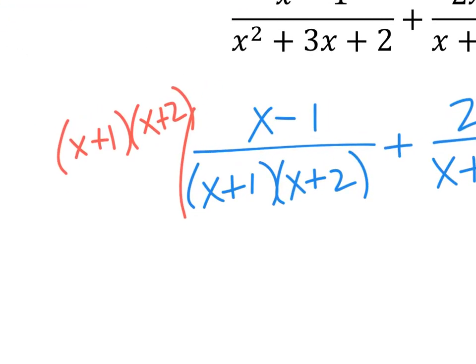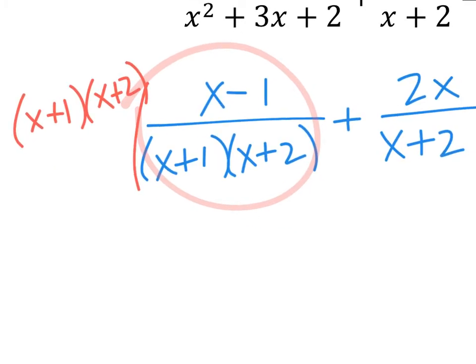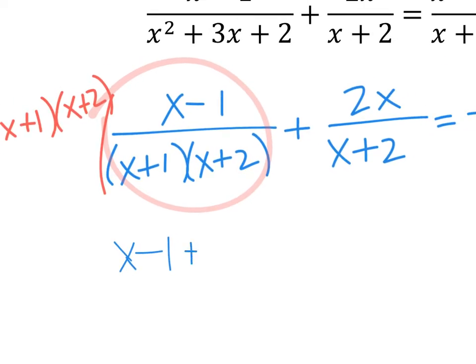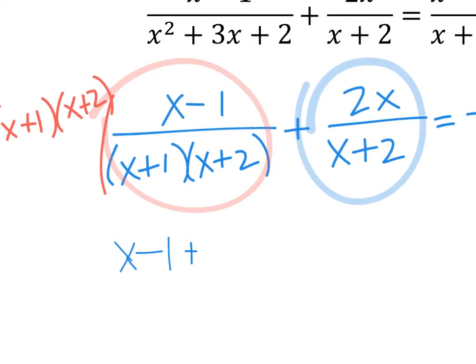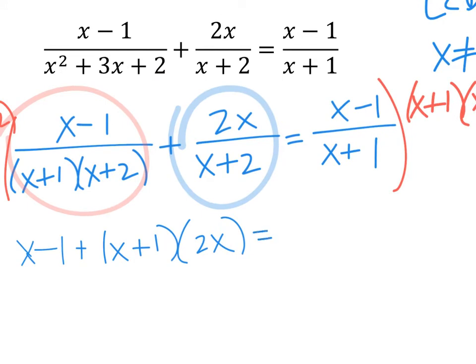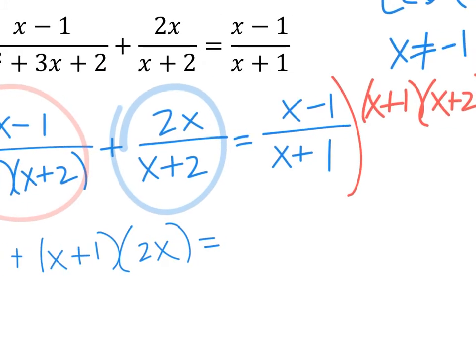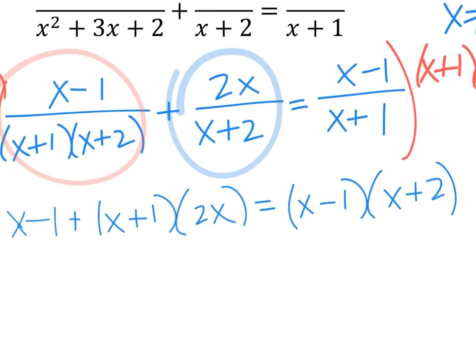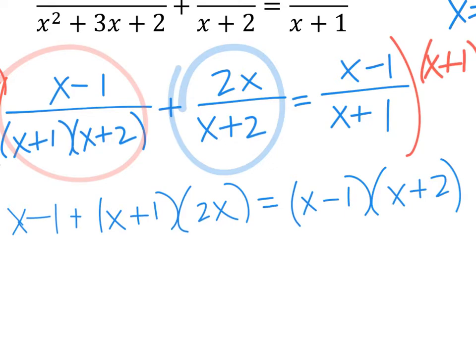Okay, on the left, this first term, the entire LCD is going to cancel. So you're left with x minus 1. The second term, only the x plus 2 is going to cancel, so we still have x plus 1 and 2x. On the right, x plus 1 is going to cancel, so we're left over with x minus 1, x plus 2. Please make sure you put the factors in parentheses so you know you're going to multiply them.